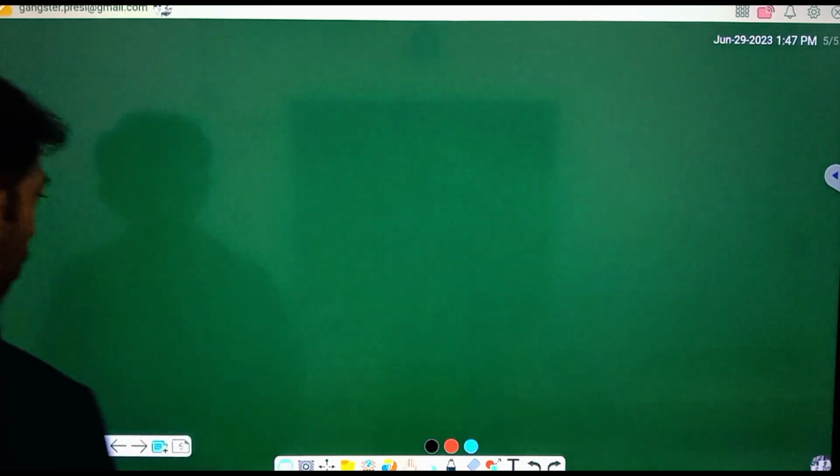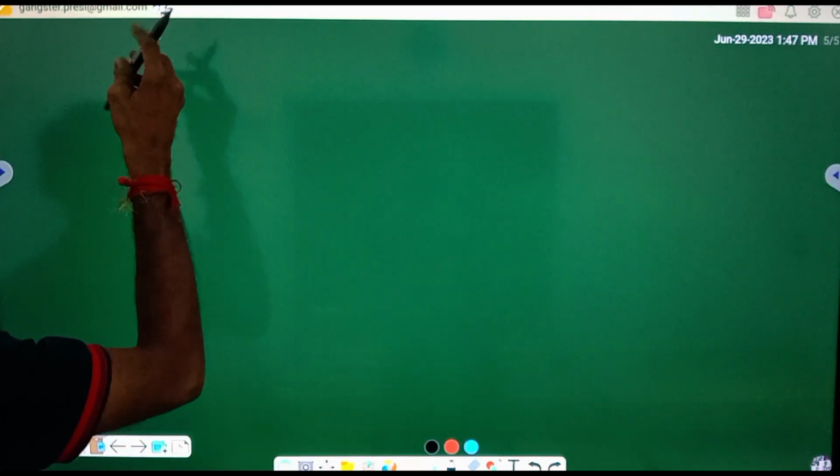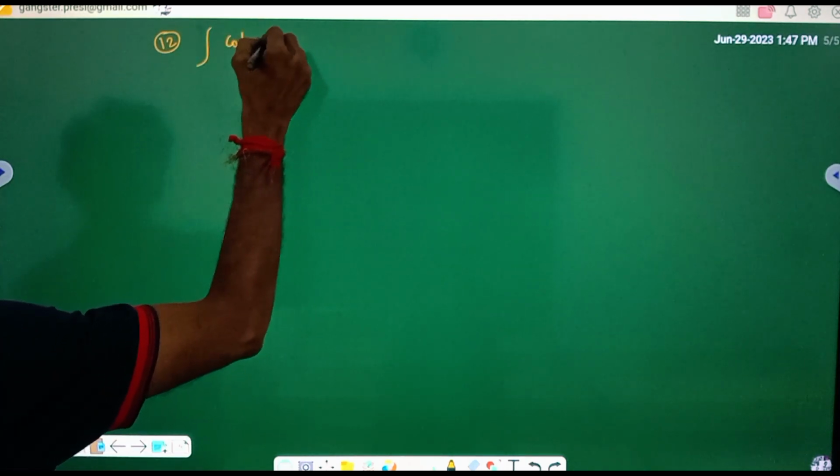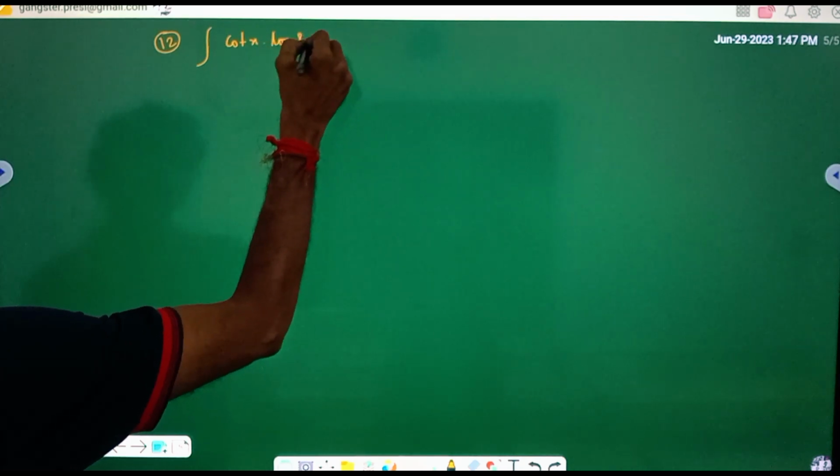So that's our 11th problem. Next we are moving on to the 12th problem. The 12th problem is integration of cot x into log sin x dx.